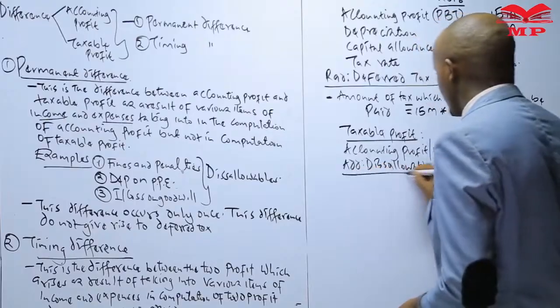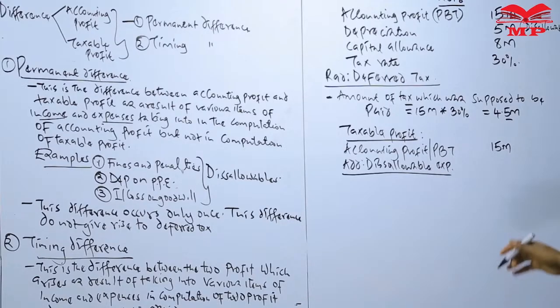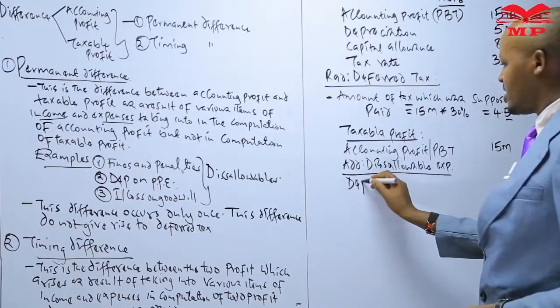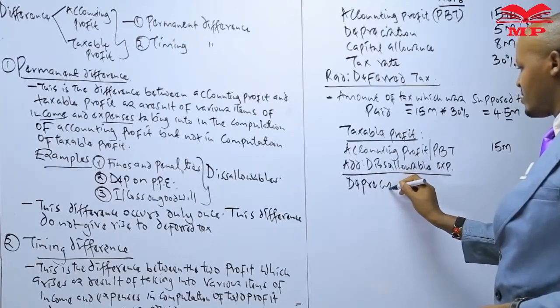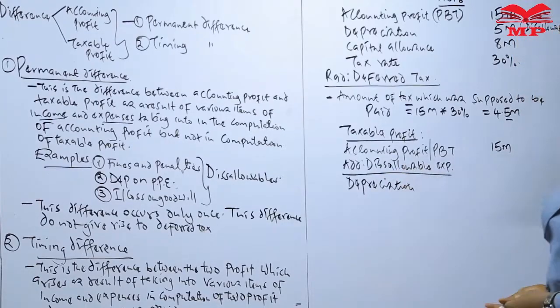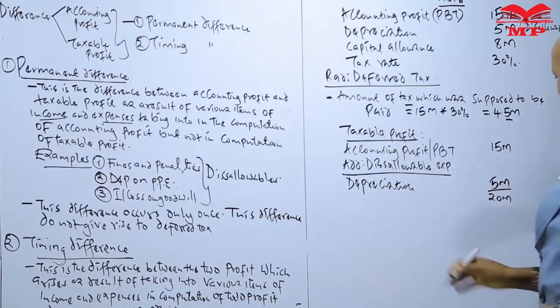Now, from this information which we have here, where we have depreciation and capital allowance, we know that depreciation here is a disallowable expense, meaning that for taxation purposes, depreciation is treated as non-deductible. So therefore, we add back depreciation, which in our case is an amount of how much? 5 million. We add back that, and once we add back, we are going to get 20 million.